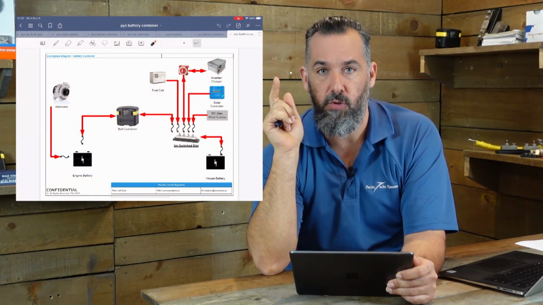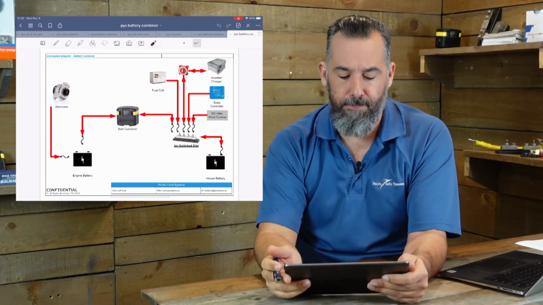What happens is they're actually wiring a battery combiner to what's called a switched point. So the first step and the only way to make this work properly is to have a battery combiner connected to the unswitched distribution. So let's have a look at this diagram.